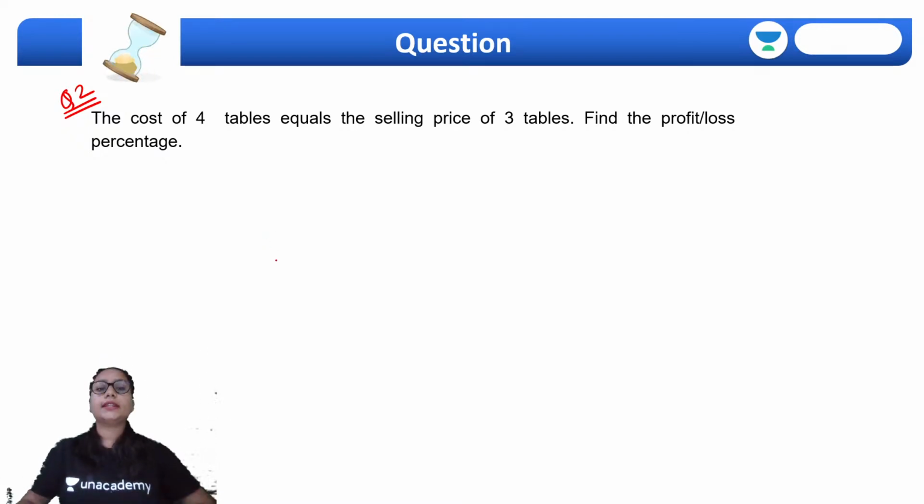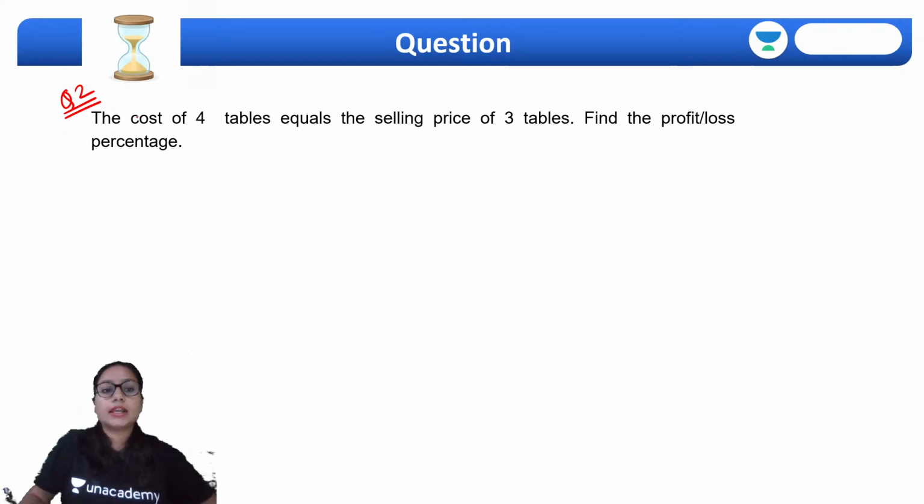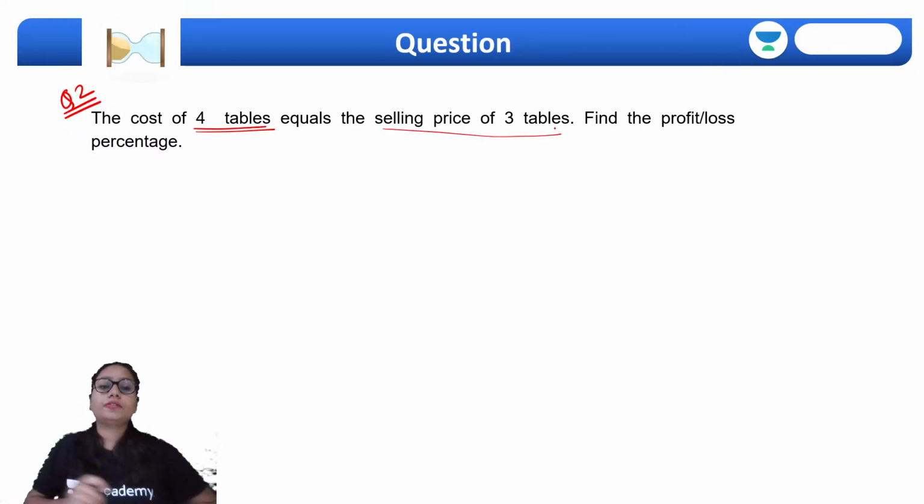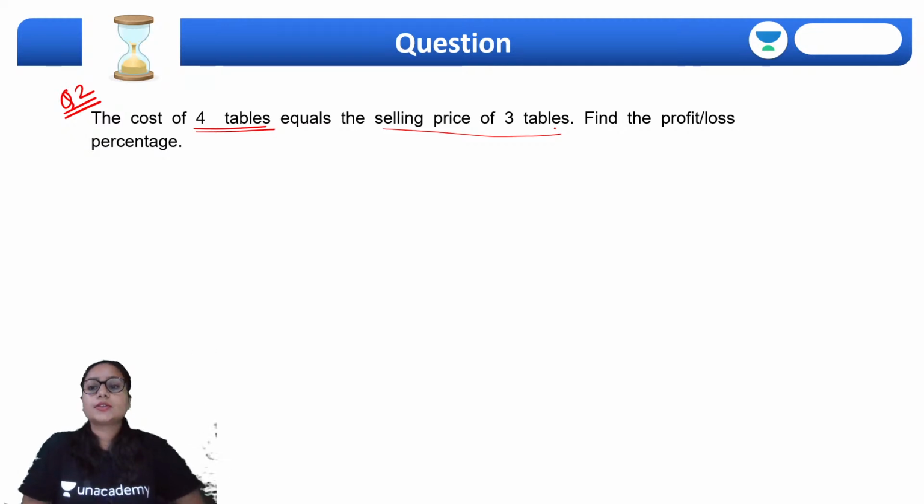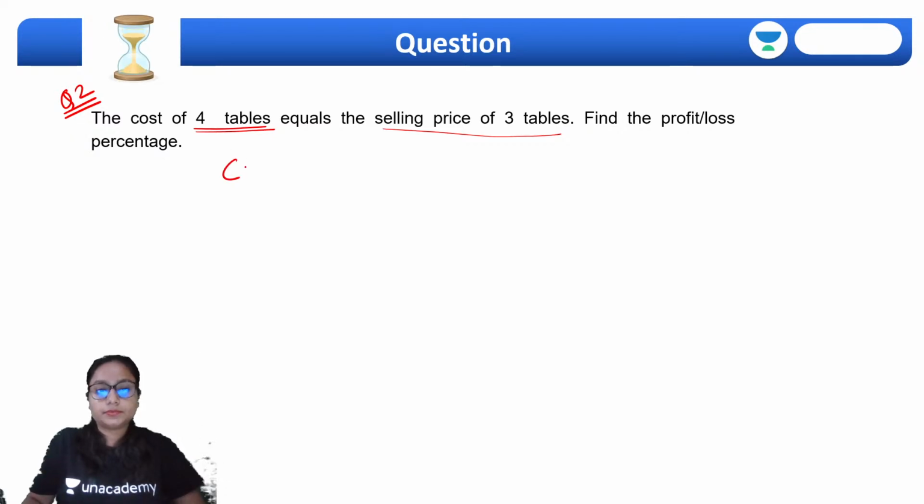Alright. Okay then, let us discuss this question. So it is given that cost of 4 tables equals the selling price of 3 tables. Okay. So it is always easier to assume cost price. So you can take some number for the cost price or you can take it as X. Both will give you the same answer. So let us take X.